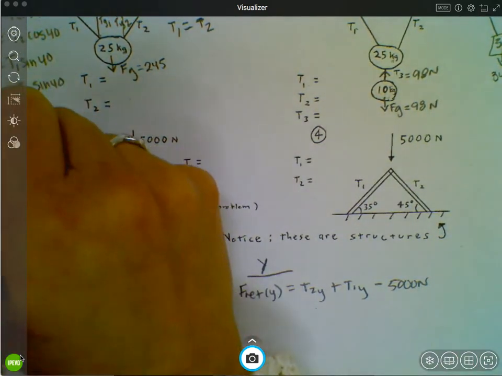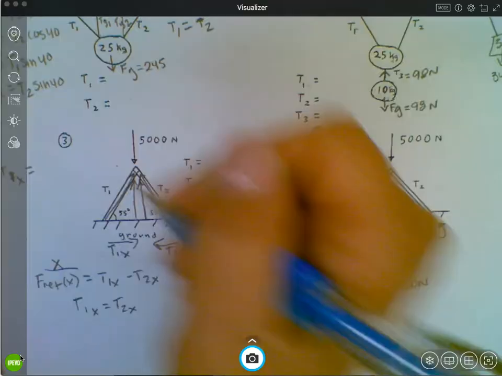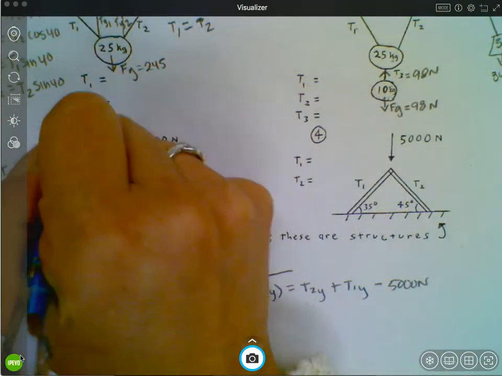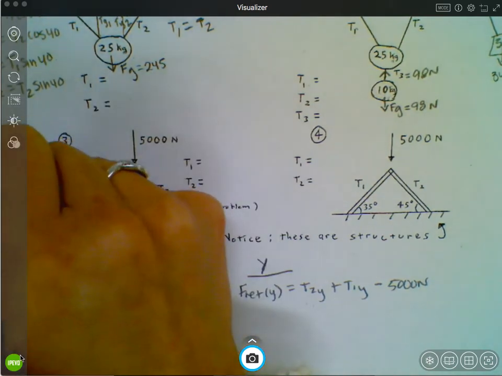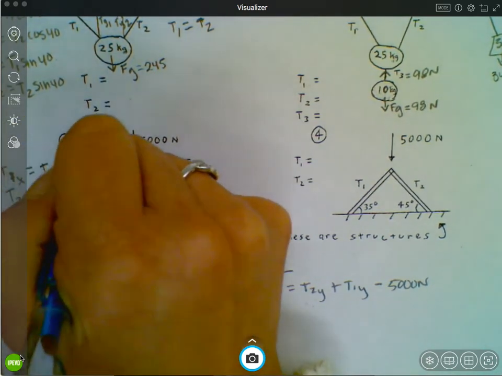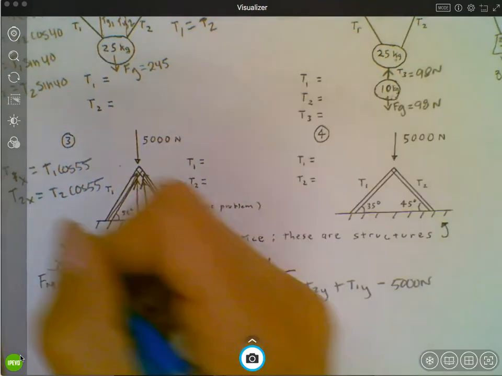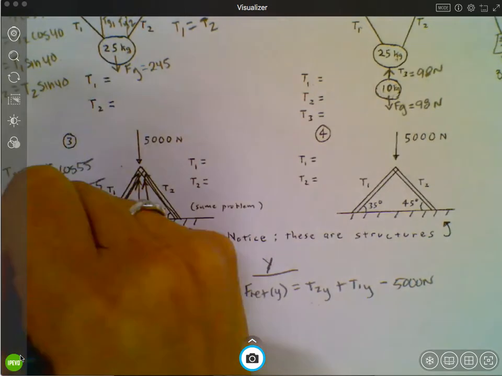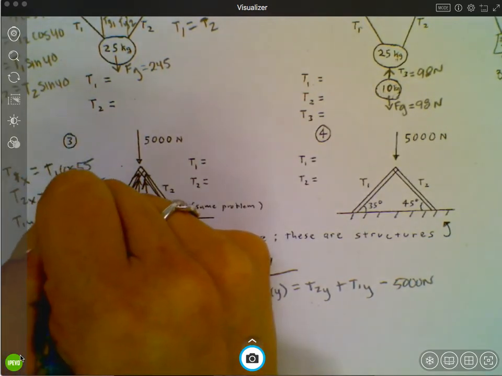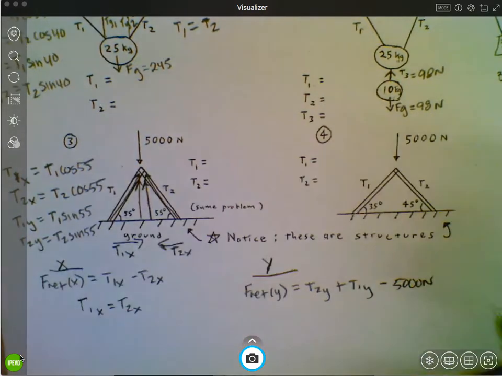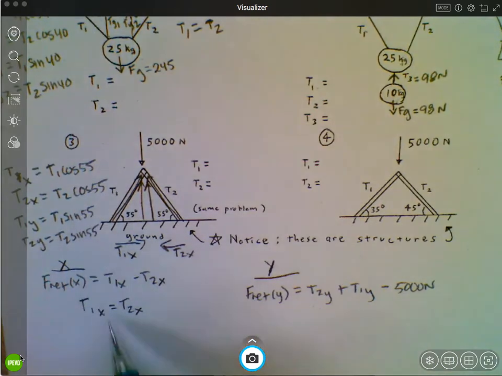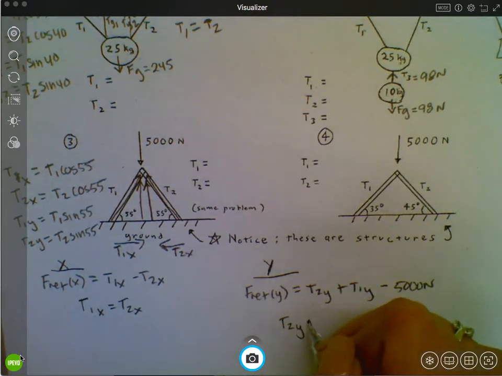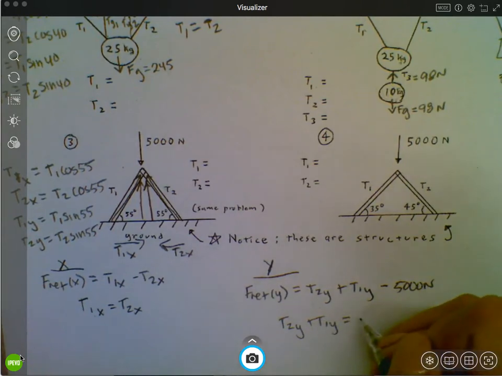We go T1x equals T1 cosine 55. T2x equals T2 cosine 55. T1y equals T1 sine 55. And T2y equals T2 sine 55. And then you plug those into these four spots. And this becomes 0, so this is T2y plus T1y equals 5,000.